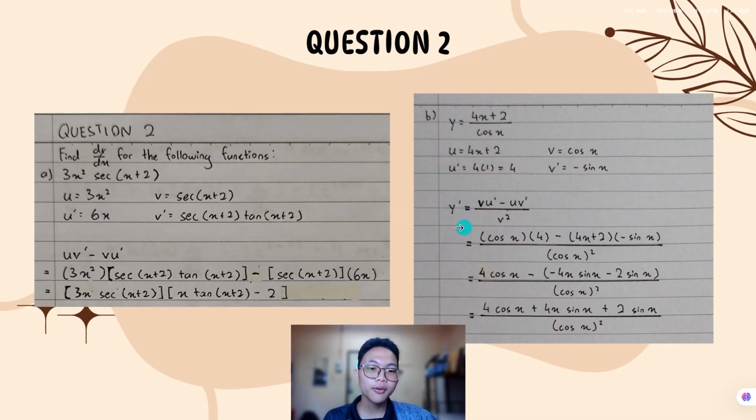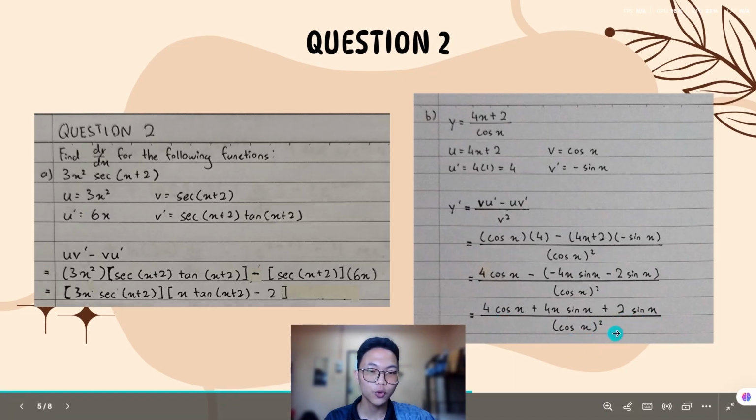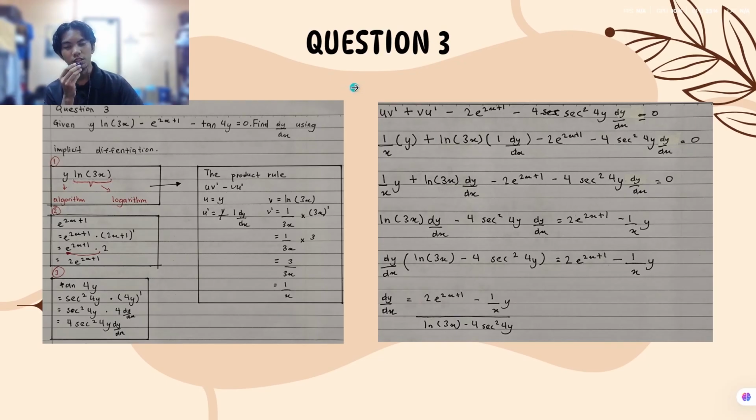Put them into this formula, y prime equals vu prime minus uv prime over v squared. Cos x times 4 minus (4x plus 2) times negative sine x over cos x squared. 4 cos x minus negative 4x sine x minus 2 sine x over cos x squared. And we will expand the negative 1 here onto both expressions. 4 cos x plus 4x sine x plus 2 sine x over cos x squared. Move to the next question.